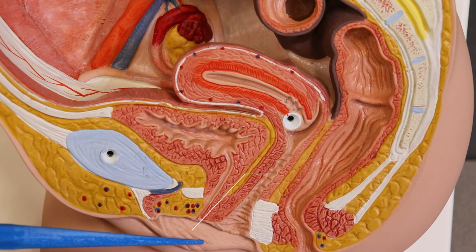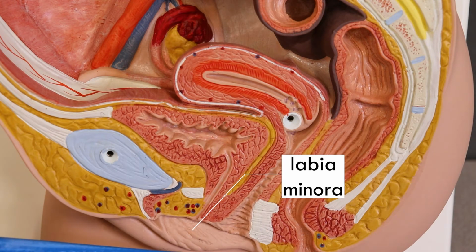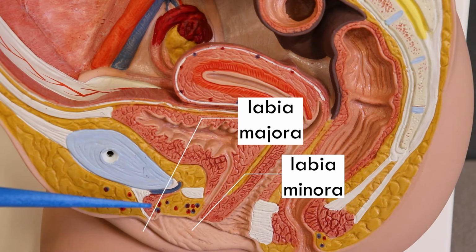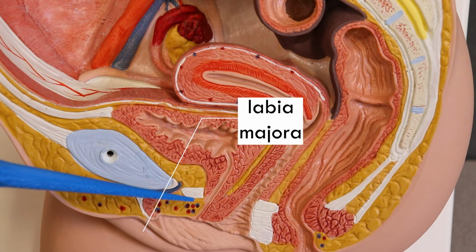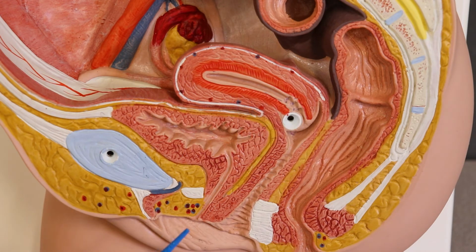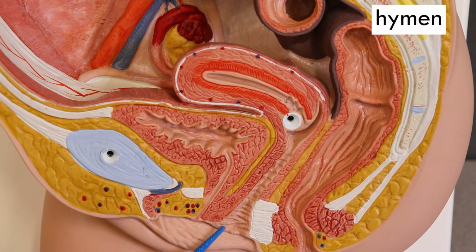This is the labia minora. This is the labia majora. And here we have the external urethral orifice, and here we have the opening of the vagina. And there is sometimes a little piece of membrane here called the hymen.